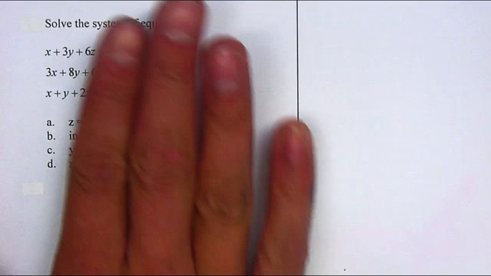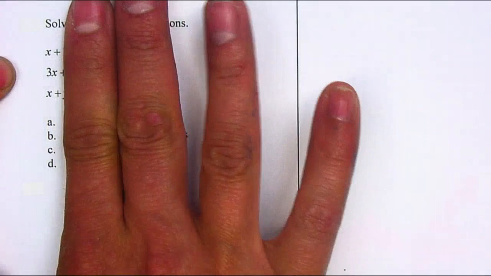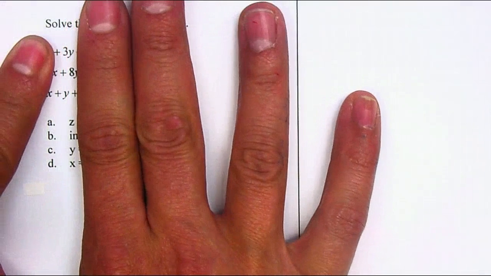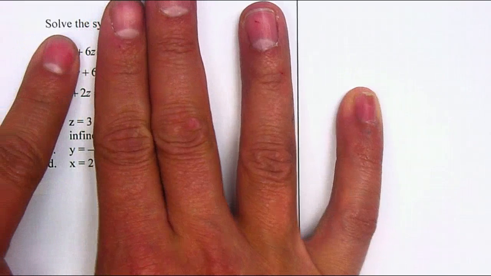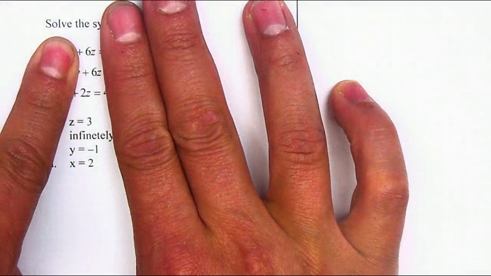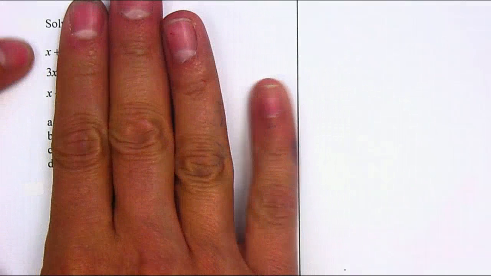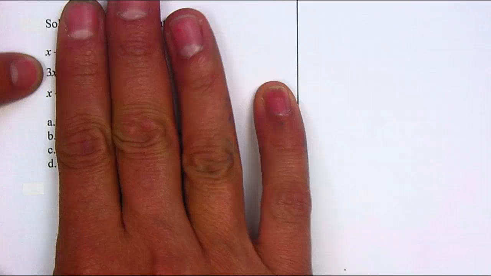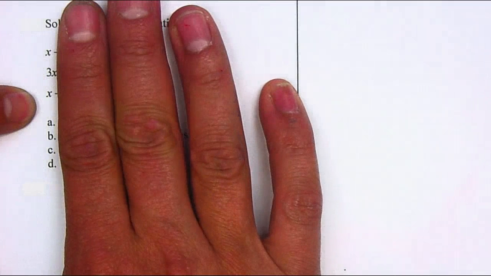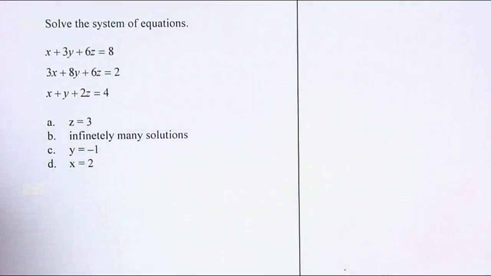We need to decide, are we going to cancel the x's? Are we going to cancel the y's? Or are we going to cancel the z's? Sometimes one of them is easier to cancel than others. In this case, because we have two x's by themselves or with a coefficient of 1, we are going to be canceling the x's.